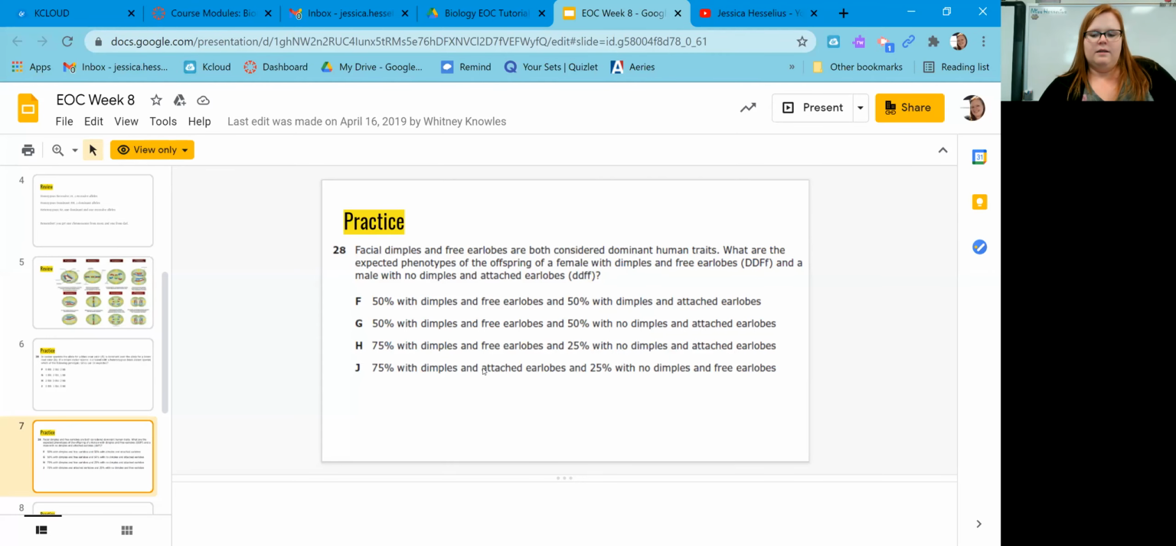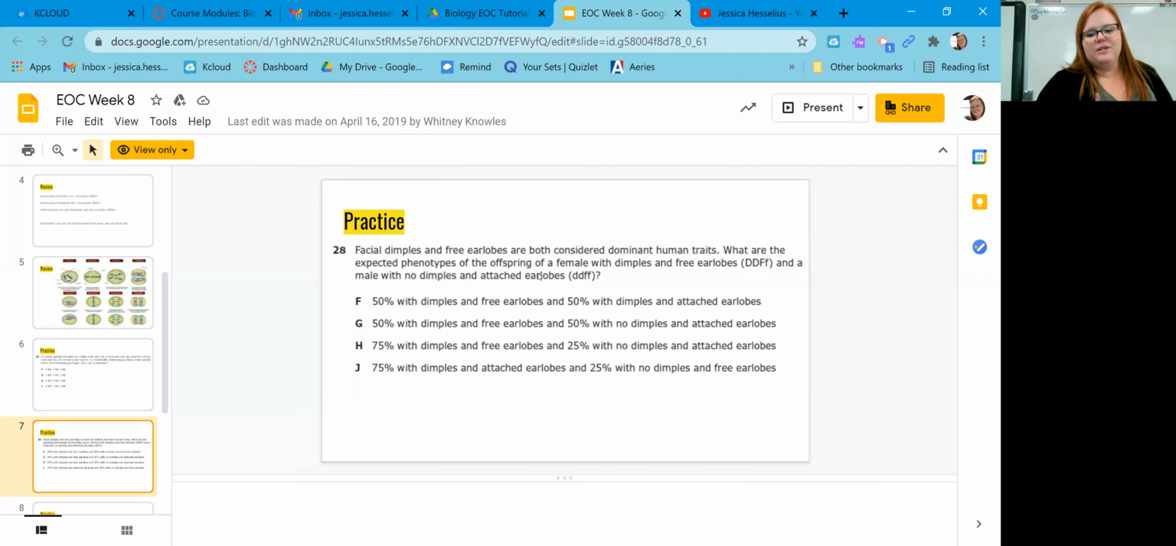All right, let's look at another one. This is a dihybrid cross. How did I know that? Because we're looking at facial dimples and free earlobes. These are two different traits. Both facial dimples, or having dimples, and having free or not attached earlobes are dominant.